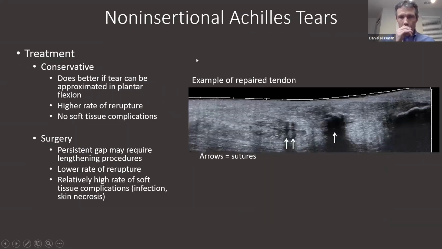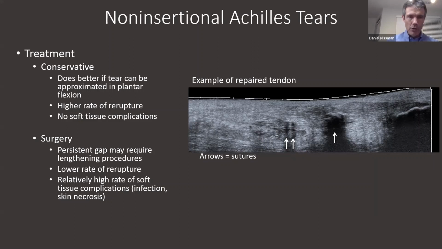Okay, so how do we treat these? You can actually treat these conservatively, even if there is a persistent gap. There's lots of literature out there saying that some of these people do well with conservative treatment. Obviously, a lot depends on the physical requirements of the person's job or living situation. If you're an athlete or a manual laborer, you're probably going to end up getting surgery.